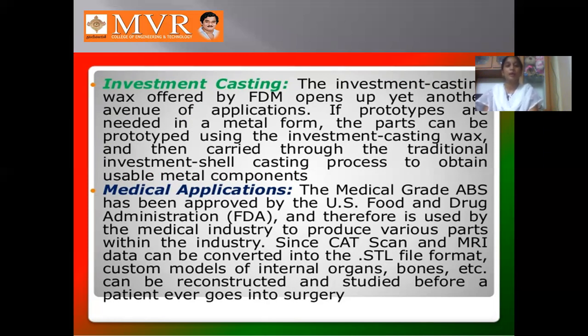Next, medical applications. The medical grade ABS has been approved by the US Food and Drug Administration and therefore is used by the medical industry to produce various parts within the industry. Since CAT scan and MRI data can be converted into the STL file format, custom models of internal organs, bones, etc. can be reconstructed and studied before a patient ever goes into surgery. Okay, this is one of the major applications used in the FDM process.